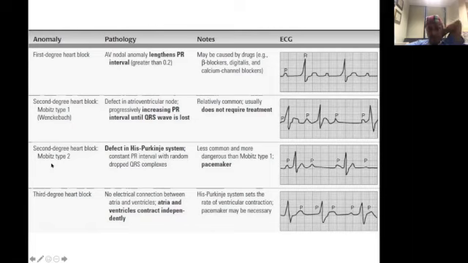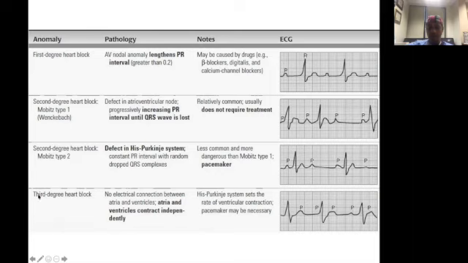Then you have second degree heart block type 2. In type 2 second degree heart block, your PR interval is constant, but you just drop random QRSs. So maybe every second beat or every third beat or every fourth beat, you drop a QRS. When you have that, that's called second degree heart block.